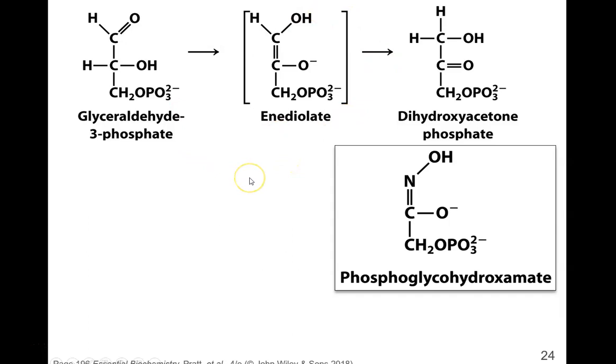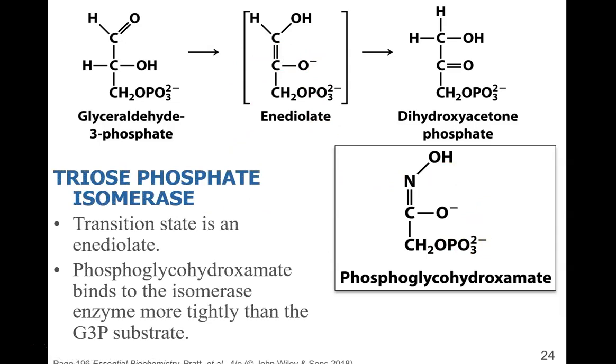Now, we can't isolate transition states. They're not around for very long, and they're very unstable. But I can make analogs. So this phosphoglycohydroxamate looks a lot like this. We've got the double bond here, and the geometry is the same, and the OH functional group is the same, and so is the phosphate. So if I can make a stable compound that looks like what I think the transition state looks like, then I can give my enzyme the substrate, which is glyceraldehyde 3-phosphate, or this transition state analog, the phosphoglycohydroxamate.